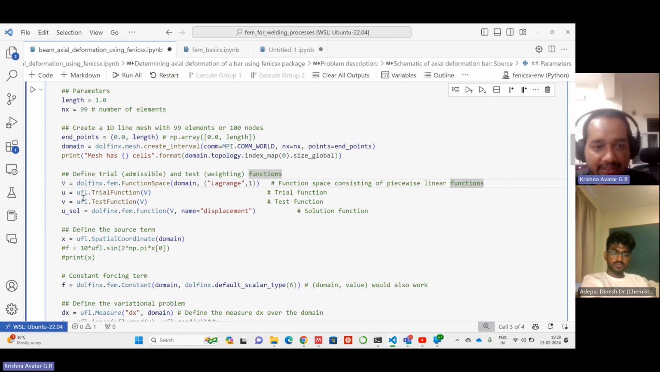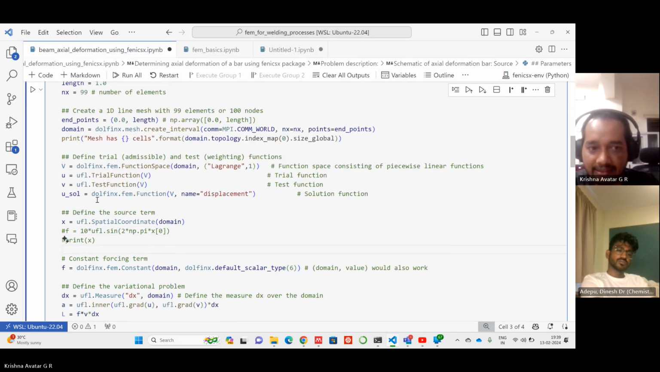Then you have u equal to ufl.TrialFunction, and it picks up one function from there, and then v is the test function, all from the same function space. And then u_sol is the solution function that we would like to have later. We call it dolfinx.fem.Function(V), and we give it the name displacement.